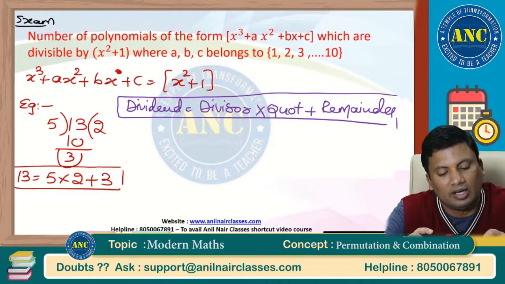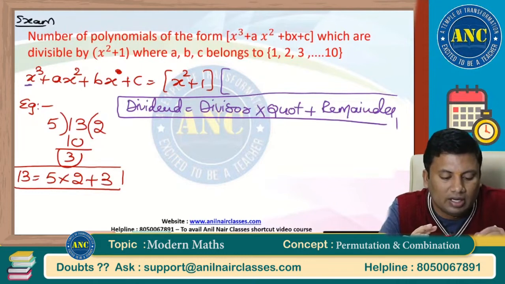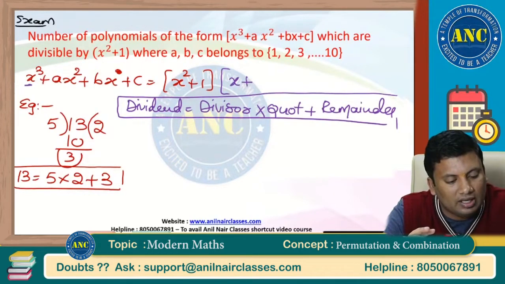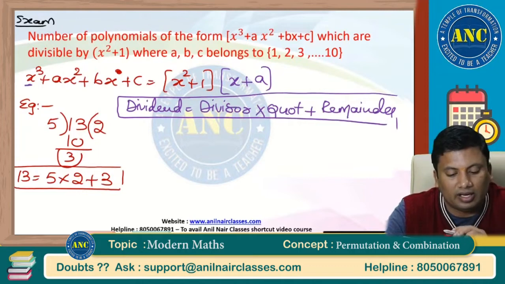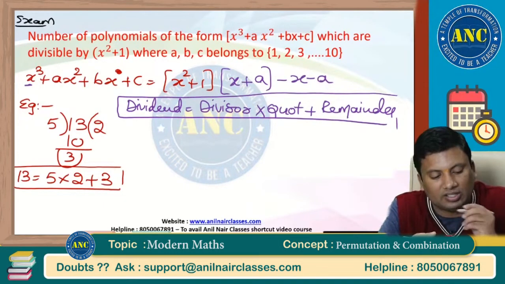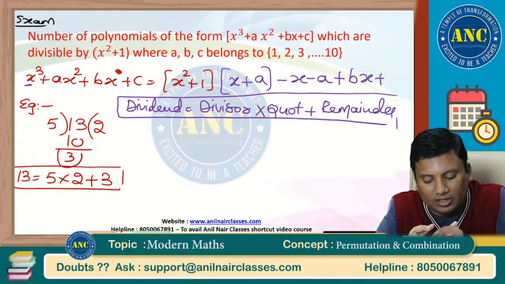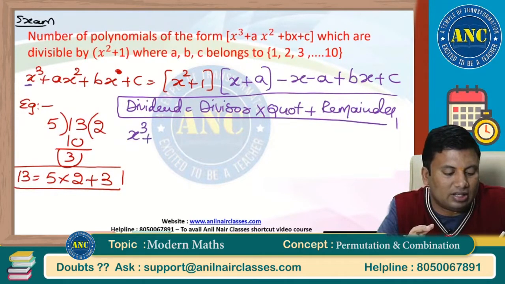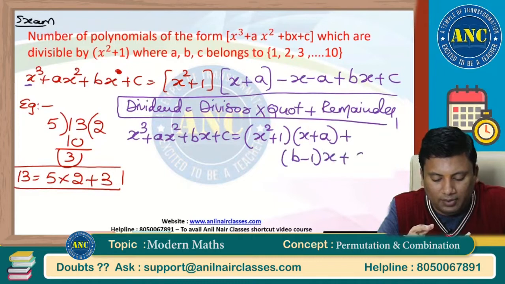This is the concept which I am using here. There is a cubic expression divided by x square plus 1. On the left hand side there is x cube, here x square is there, so another x will come. Here there is ax square, so another a will come. So x cube I got, ax square I got, plus x I got, that means minus x I should write. Plus a I got, I should write minus a. What is remaining in the question? Plus bx plus c. So this expression x cube plus ax square plus bx plus c is nothing but (x square plus 1) into (x plus a) plus (b minus 1) into x plus (c minus a).